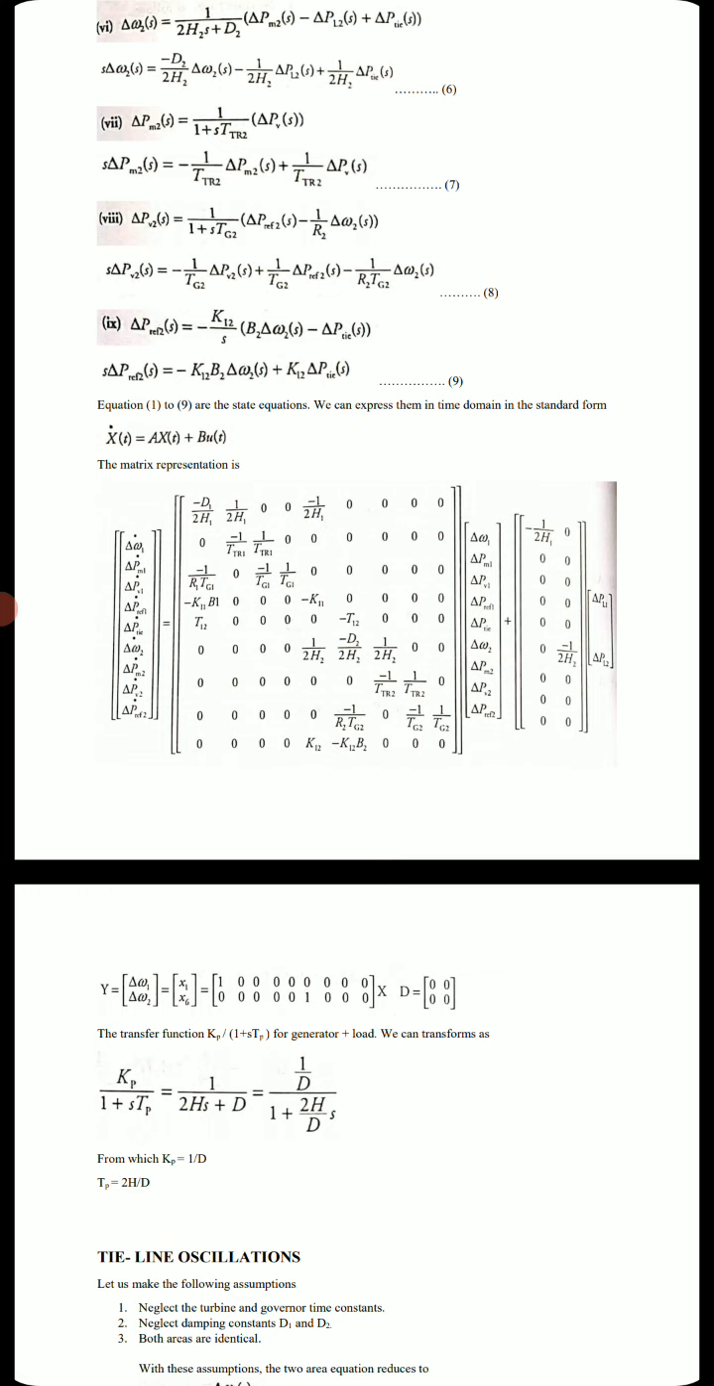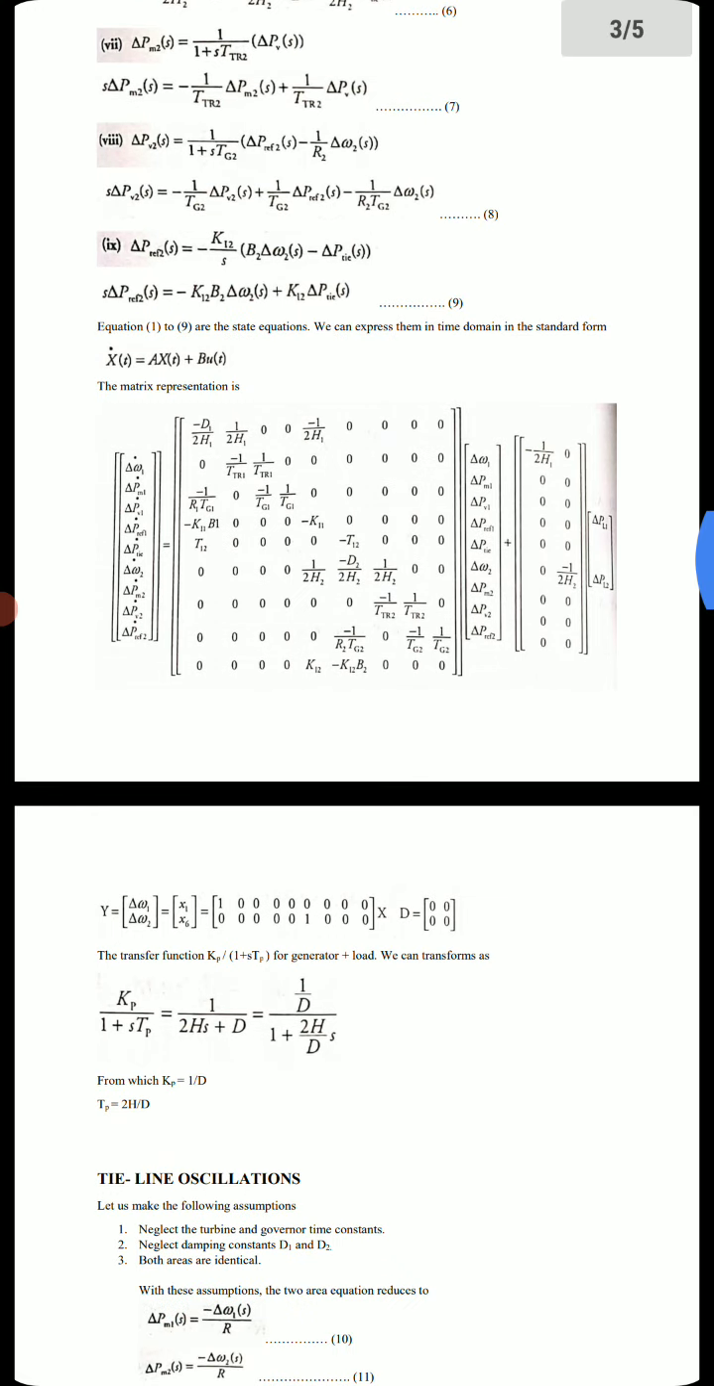So this is the matrix, you can see, multiplied by d, and where d is equal to 0. Some authors use the transfer function kp over 1 plus s tp for the generator plus load. So we can perform it as follows. This one, that is kp over 1 plus s tp, is equal to 1 over 2hs plus d, which is nothing but 1 over d by 1 plus 2h by d into s, where kp we can replace by 1 over d. So tp we can write as 2h by d.